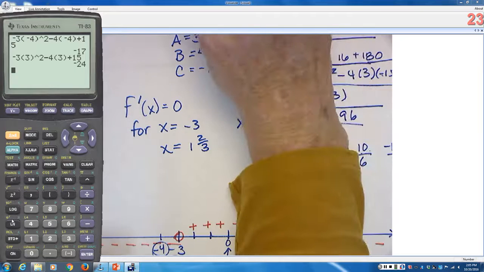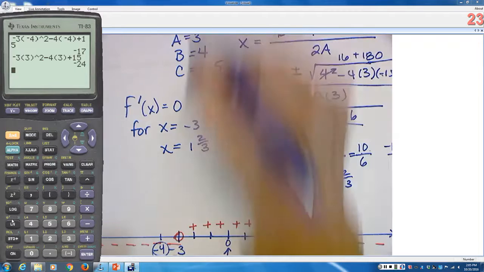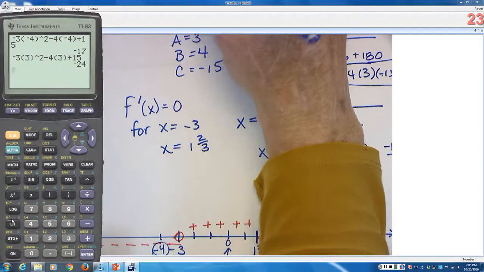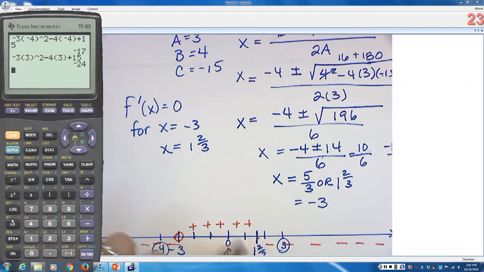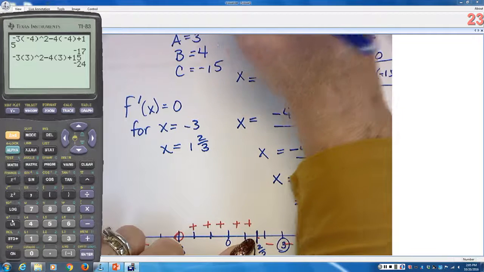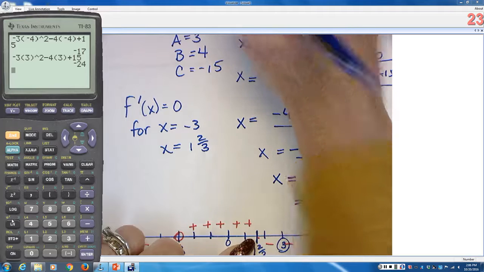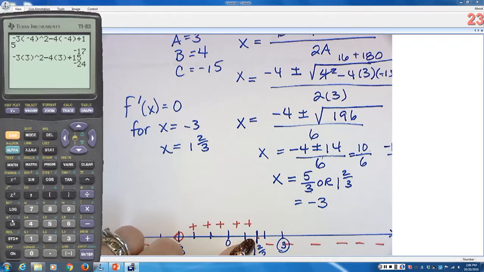Then it's going to change at -3. It's going to go up until it gets to 1 2/3. Then it's going to change again, and it's going to go down. And from that, I can sketch a graph.